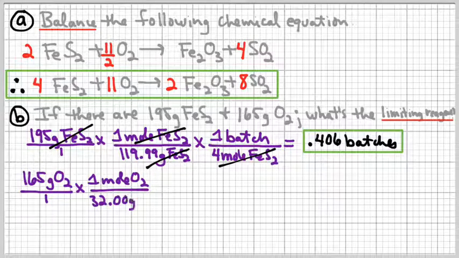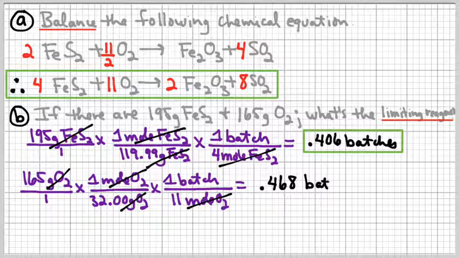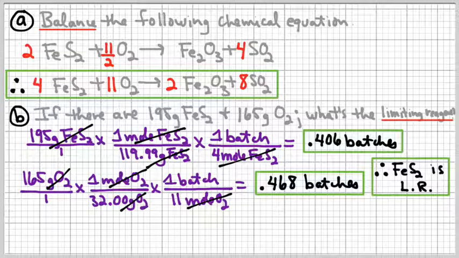I've got to get that to moles first. Remember, oxygen is diatomic. I divide by 32. Again, the entire equation represents a batch, and the coefficient out in front of oxygen is 11. So I need 11 moles of oxygen for a single batch. That's why I got 11 moles in the denominator. I do my math, and I get 0.468 batches. Again, the one that gives me fewer batches will run out first, and that, of course, makes FeS2 my limiting reagent.